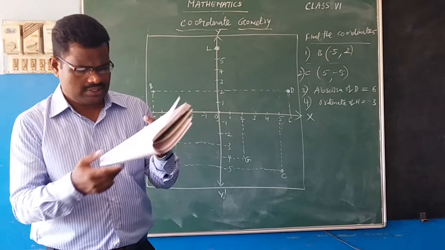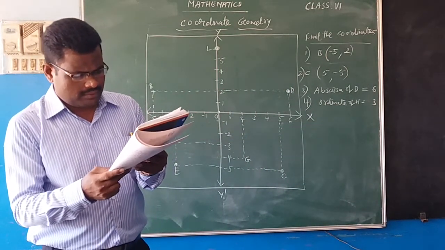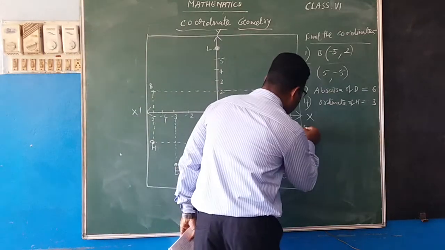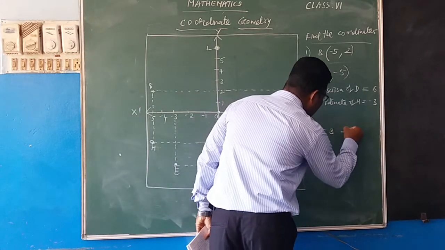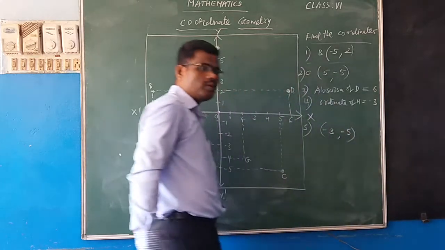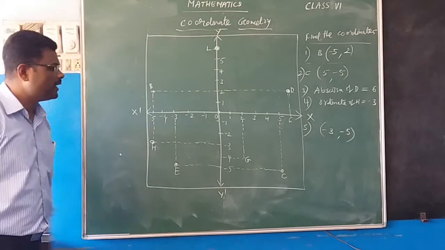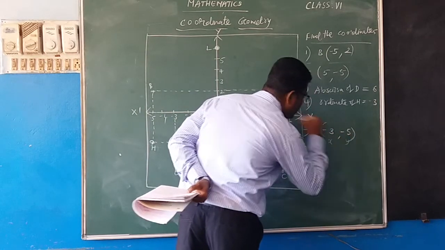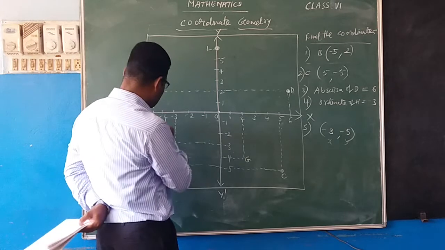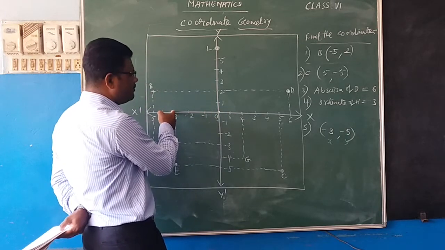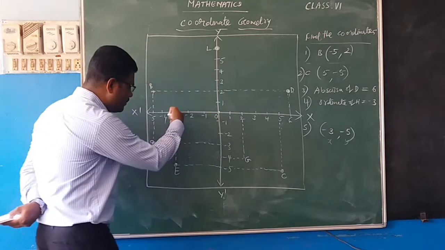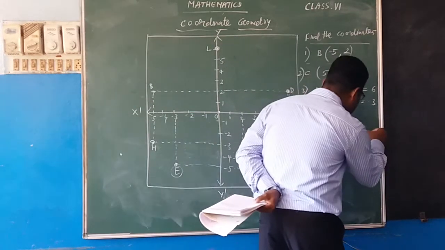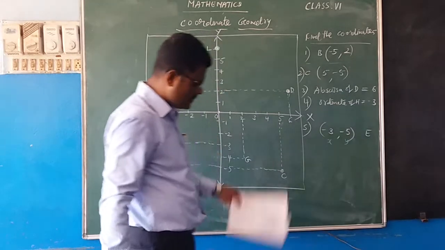Next, the point identified by the coordinates minus 3, minus 5. Which point in the given figure does it indicate? Minus 3, minus 5 means x coordinate is minus 3, y coordinate is minus 5. X coordinate is minus 3 means this point. Y coordinate is minus 5 means this point. It identifies the point E.